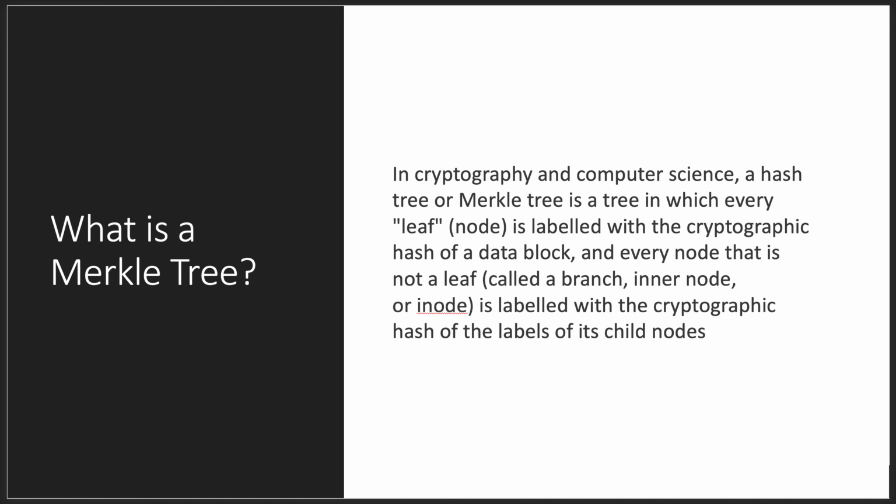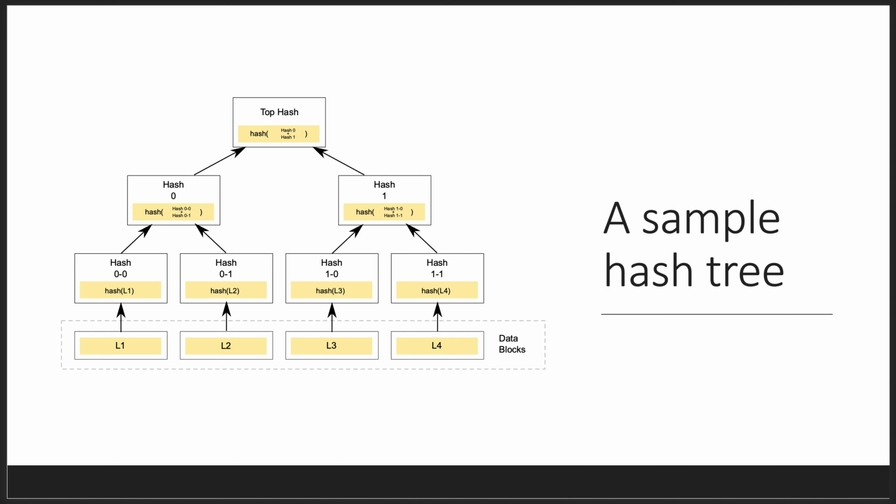Every node that is not a leaf, the branches and internal nodes, is labeled with the cryptographic hash of the labels of its child nodes. So these things can grow in really weird ways. And that's the whole idea from the Genesis block on forward: you actually have a hash tree. That hash tree is what we're mining, and what we're shoving the data into, in terms of how the entire process works.